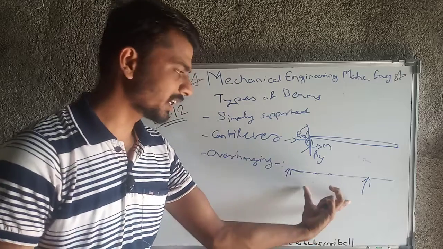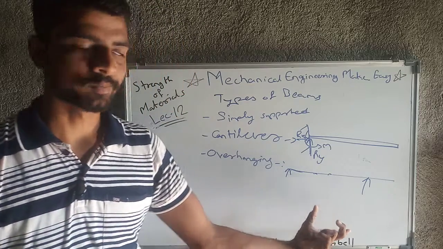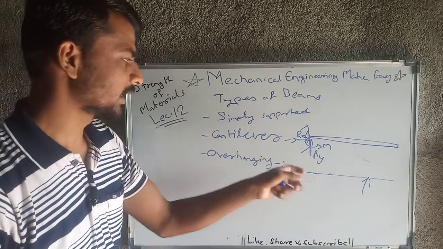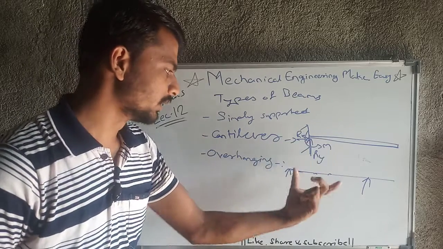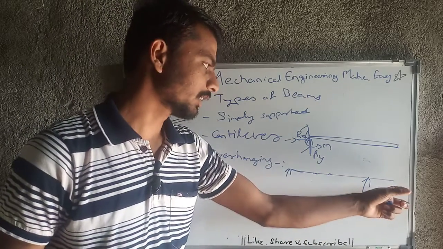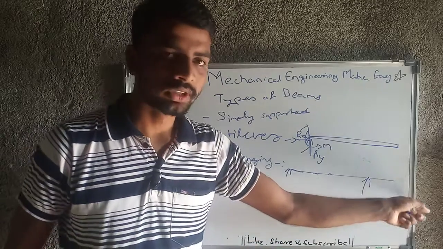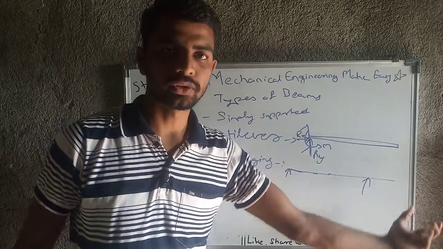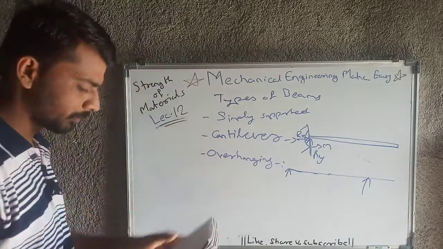But here a minimum of two supports will be there. It will not be the case of a cantilever beam, where only one support is there. Here two supports will be there, and apart from these two supports there will also be some part of the beam that is overhang. This is nothing but an overhanging beam.